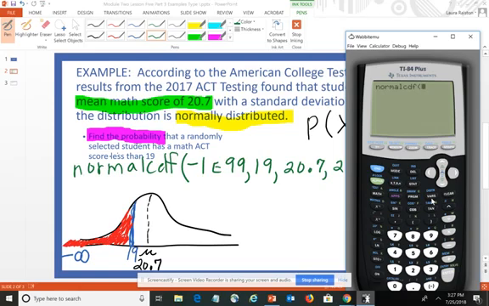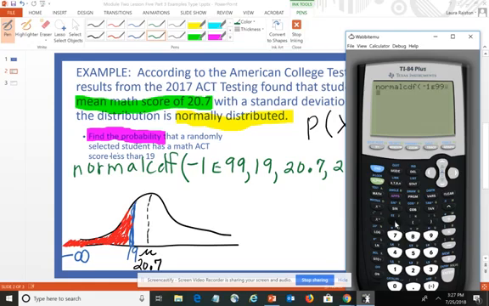The reason we enter the -1 E99 is because our calculator doesn't have negative infinity. It doesn't have an infinity button. So we enter the largest number we can in the calculator. And literally we're entering -1 followed by 99 zeros. Okay, so we're doing -1. To get the E, it's the second and the decimal.